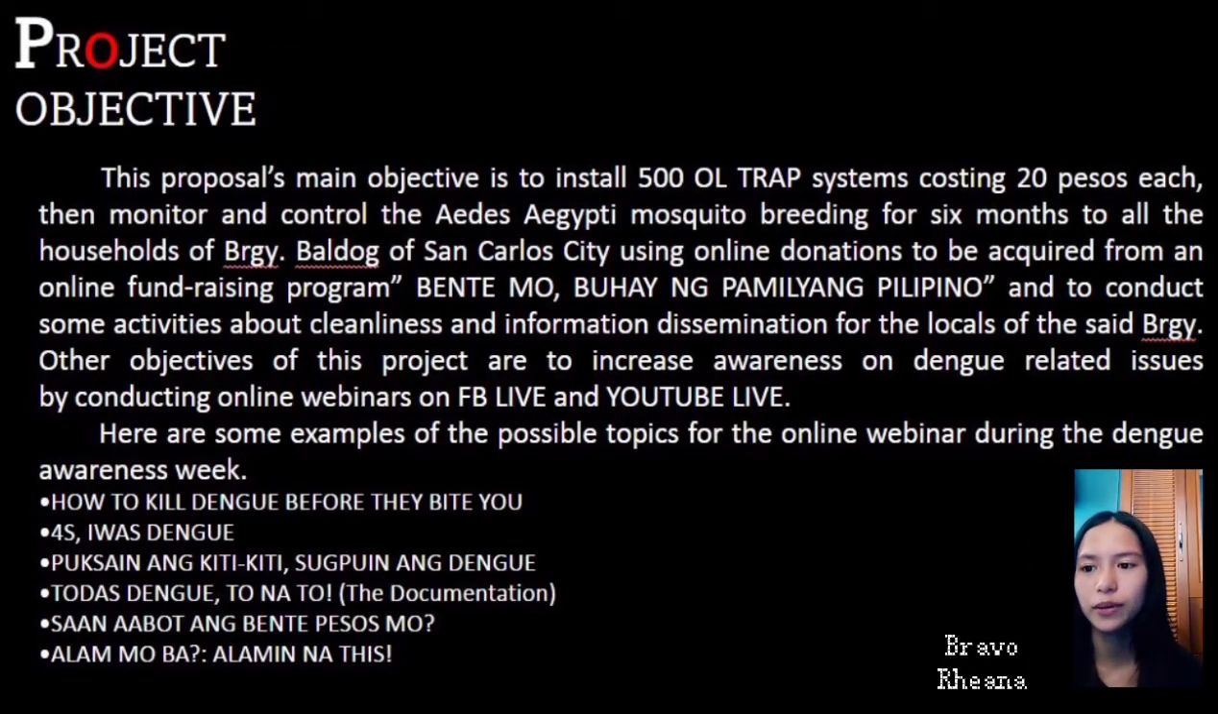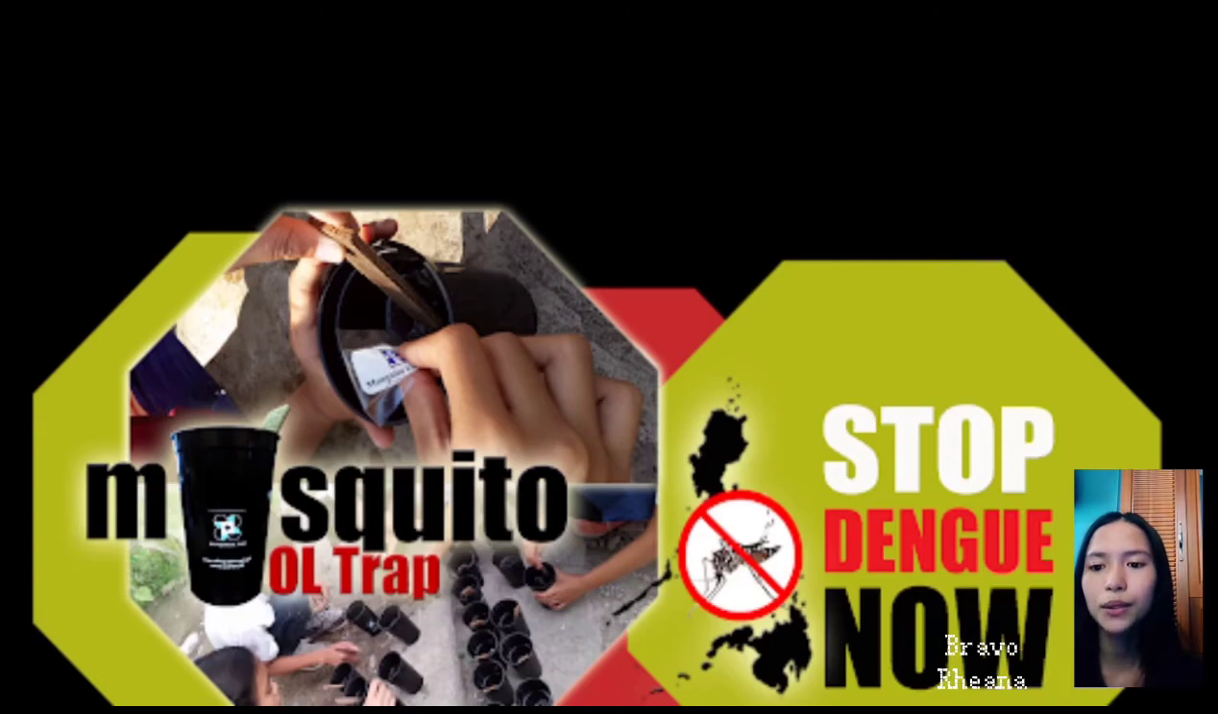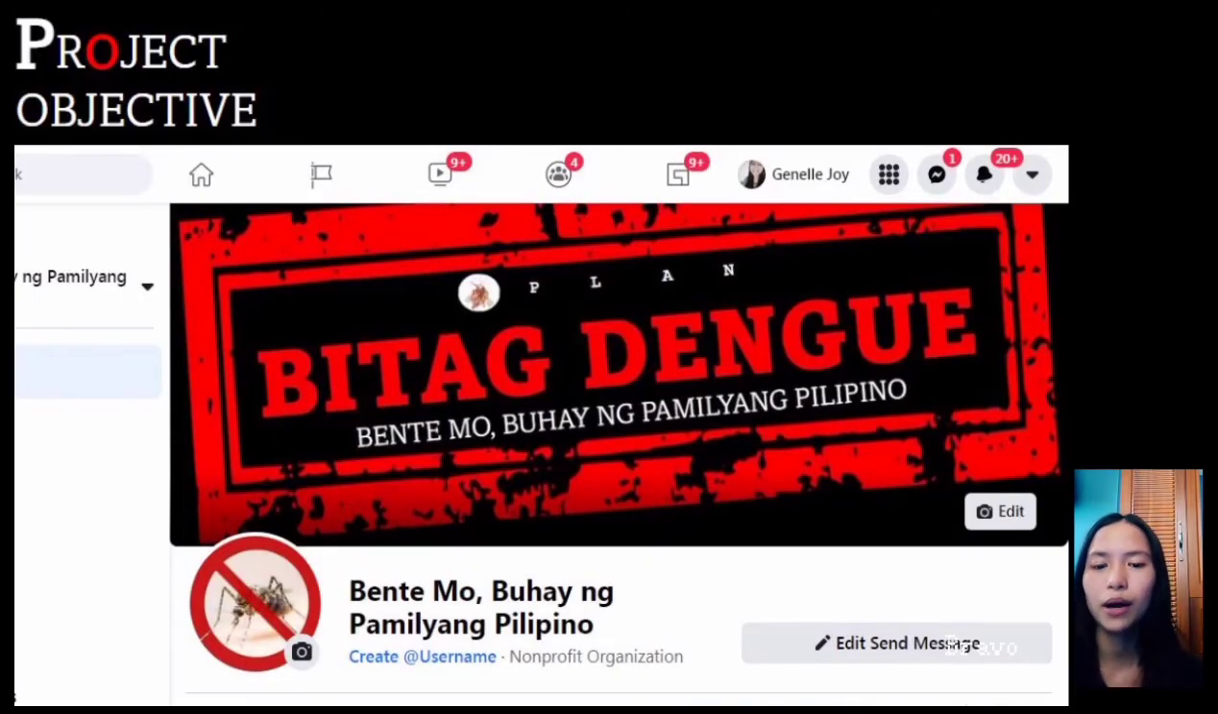The project objective. This proposal's main objective is to install 500 OL trap systems costing 20 pesos each, then monitor and control the Aedes aegypti mosquito breeding for 6 months to all the households in Barangay Baldog of San Carlos City, using online donations to be acquired from an online fundraising program, Benta Mo, Buhay ng Pamilyang Pilipino, and to conduct some activities about cleanliness and information dissemination for the locals of the said barangay.